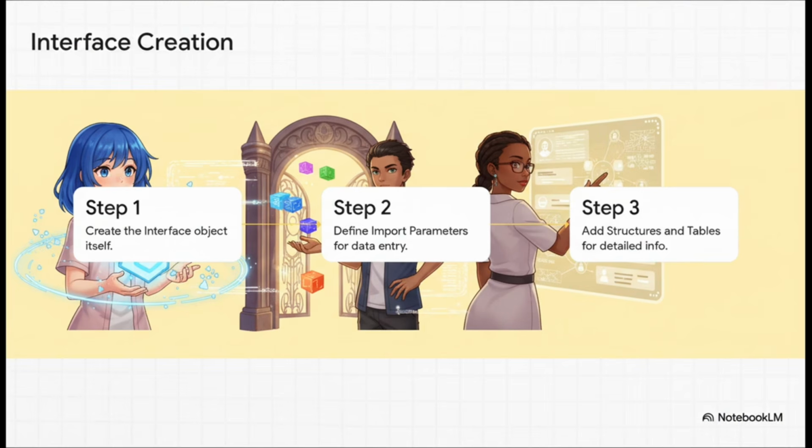First, you just create the interface object itself. Then you define what are called your import parameters. You could think of these as the main gates for your data to come through. And finally, you add the specific structures and tables that are going to hold all the details, like the customer's name and address or a list of order items.